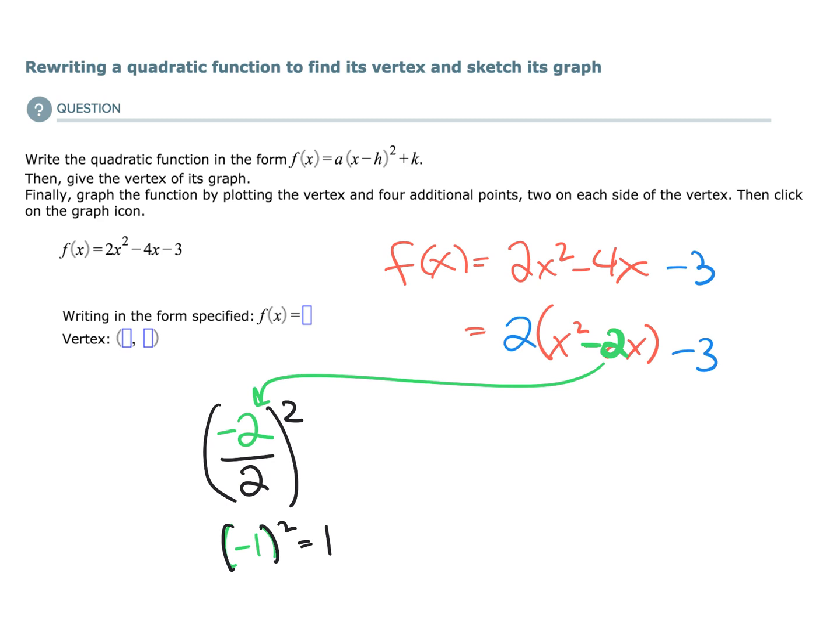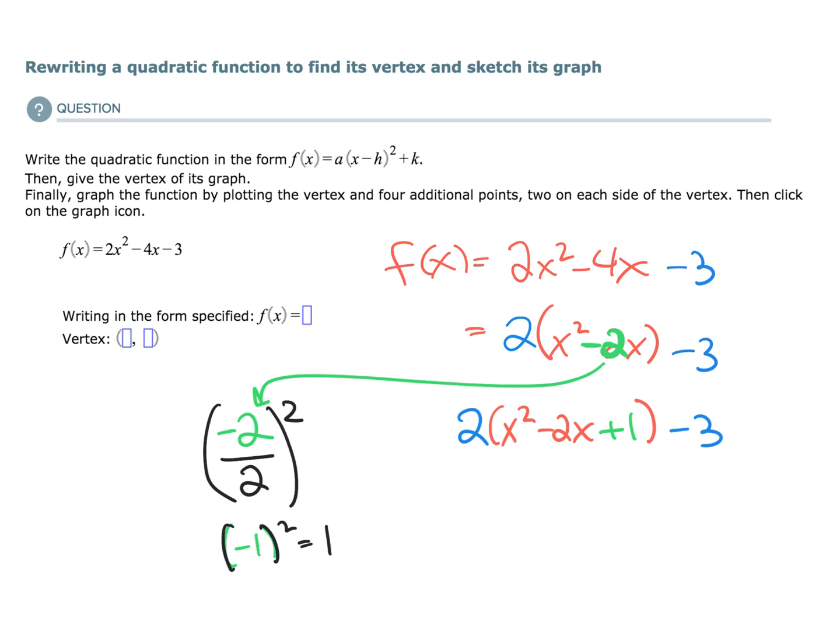So what do I do? I write 2 times x squared minus 2x, and then here, this is what I'm adding in. This is my new plus 1. We'll talk about why that's a perfect square in a second. And I still have this minus 3.